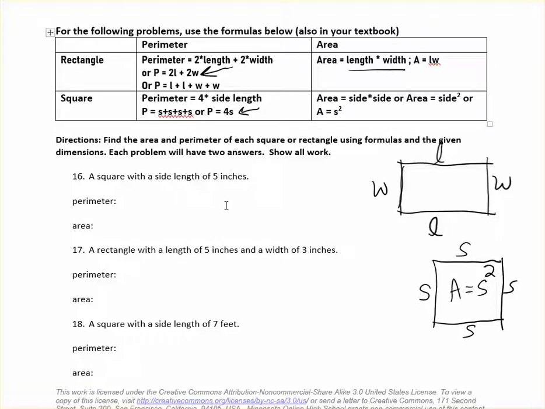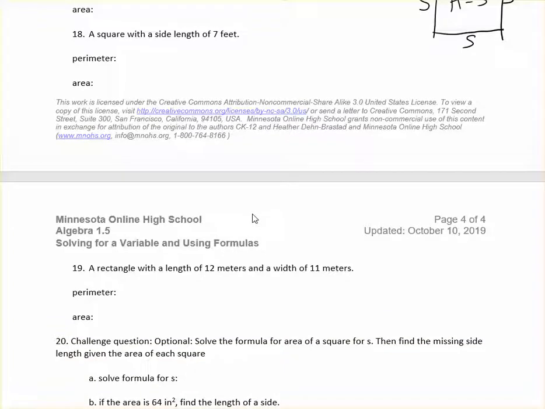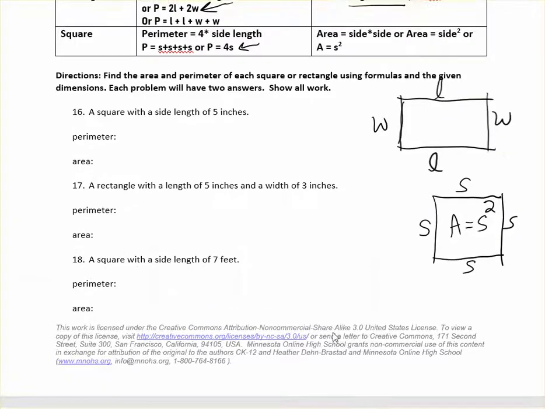So you're going to use those formulas to solve 16, 17, 18, and 19. Number 20 is optional. It says to solve the formula for area of a square for side, for S. And then you would answer the rest of the questions. These aren't difficult questions, but let's just look at number 17.